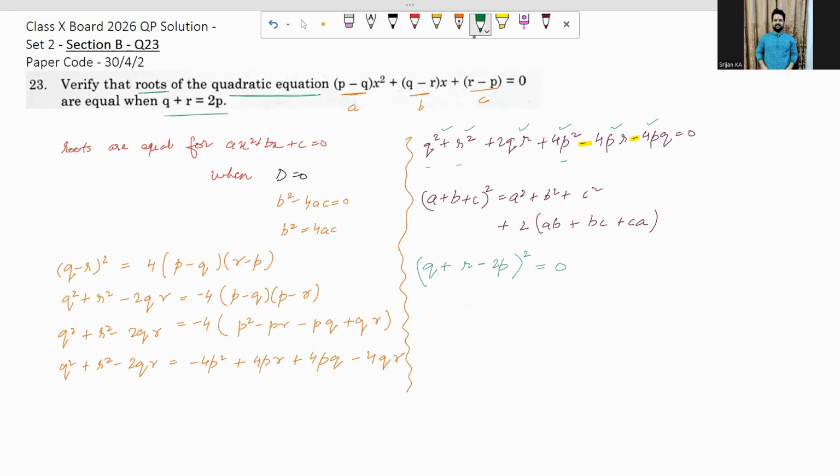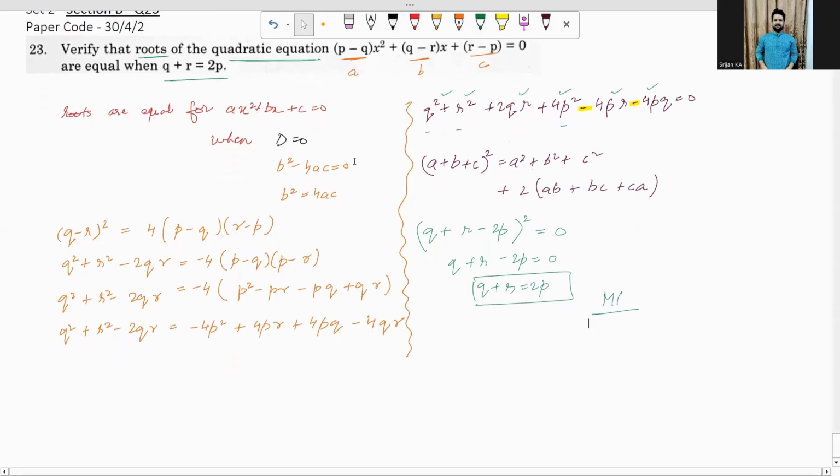Now, if that is 0, right? So q + r - 2p has to be 0. If that's the case, that is what the condition becomes: q + r = 2p. So now this is method 1 of doing it. Is there any alternate method that we could have done this?